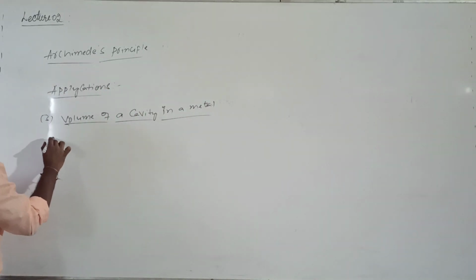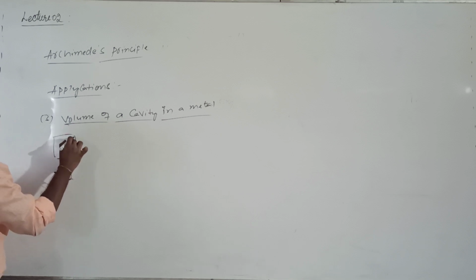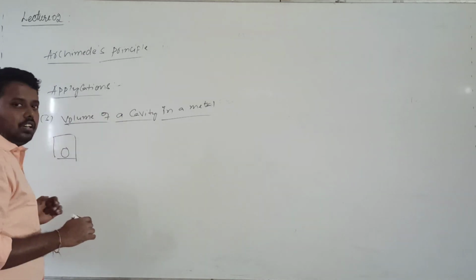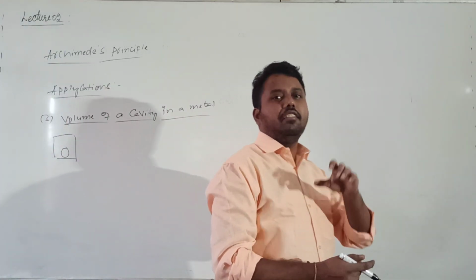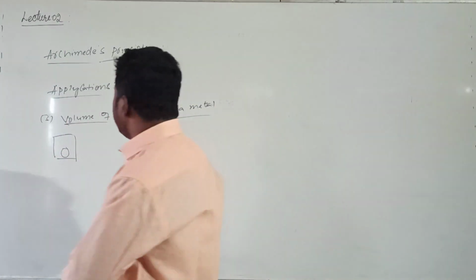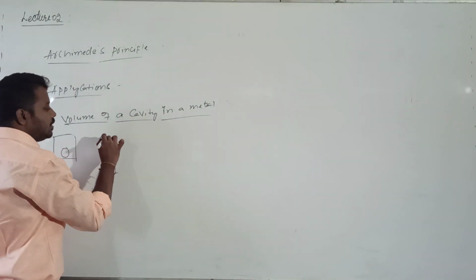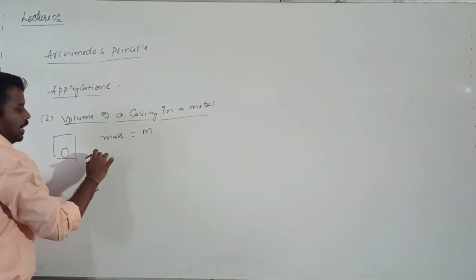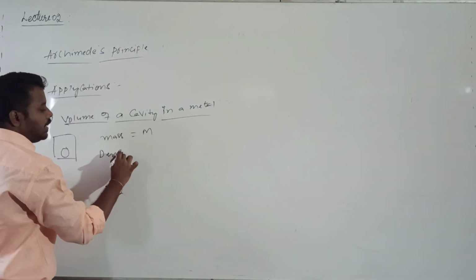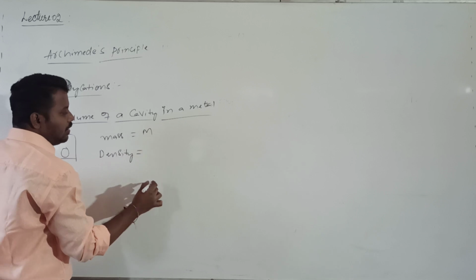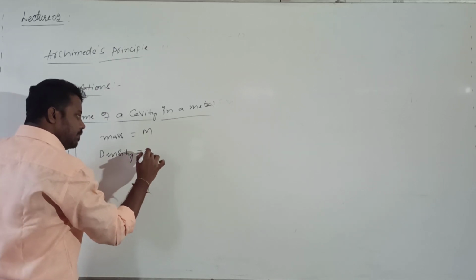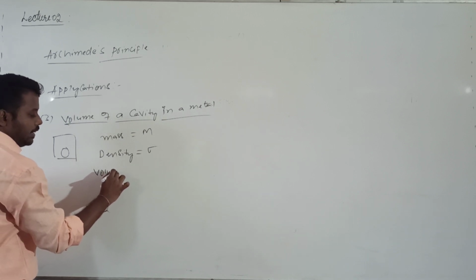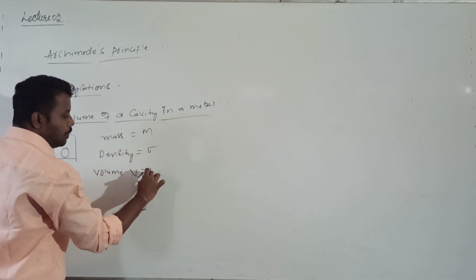Let us consider one metal plate. This metal plate has one hole, a cavity. A hole is nothing but a cavity. Now I want to calculate the volume of that cavity. To calculate the volume of this cavity, the mass of the metal plate, let me call it capital M, and the density of the material of the metal plate, let me call it sigma. Then what is the volume of this metal plate? The volume is given by M divided by sigma.